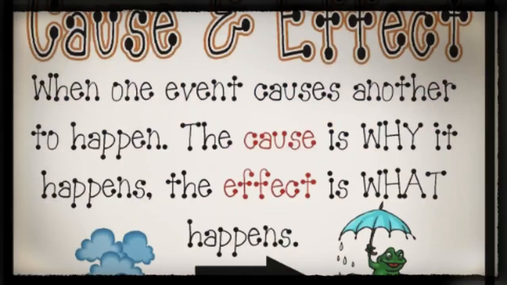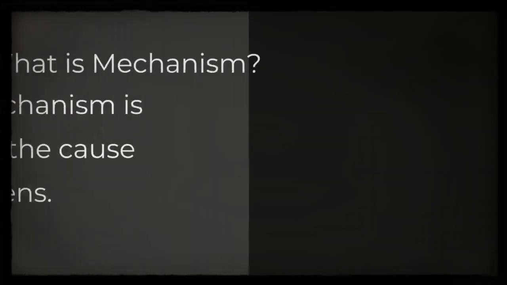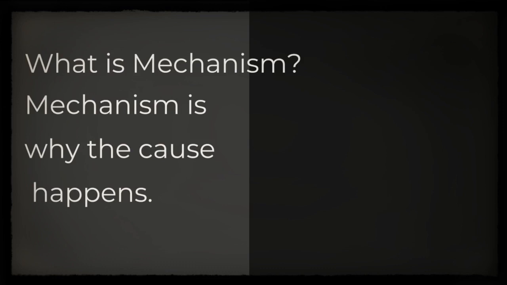Cause and effect. The cause is why it happens, and the effect is, well, what happens. And what is mechanism, you ask? The mechanism is why the cause happens. For example, and this example is from a book.